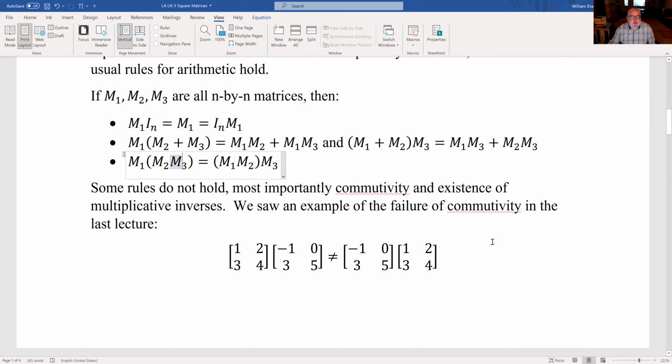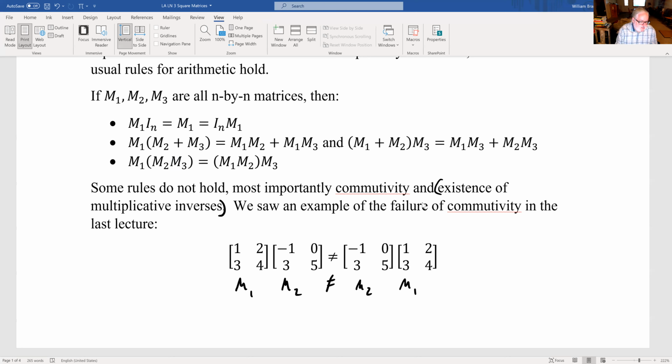Commutativity does not hold, right? This matrix times that matrix is not equal to the matrices multiplied in the other direction. So you have to be careful about that. And not all square matrices have a multiplicative inverse.